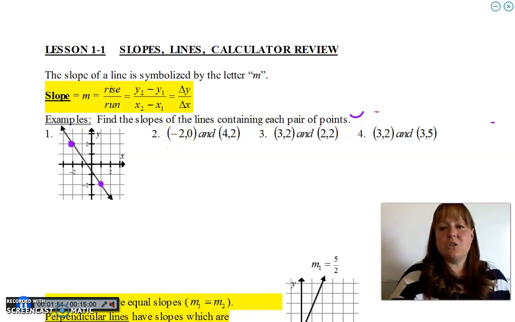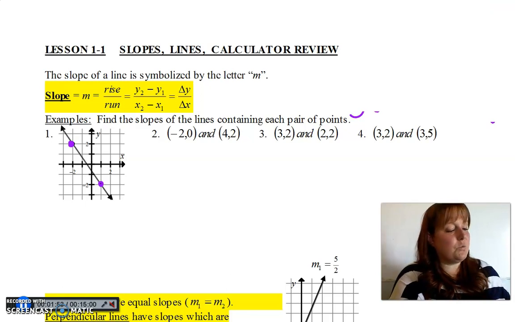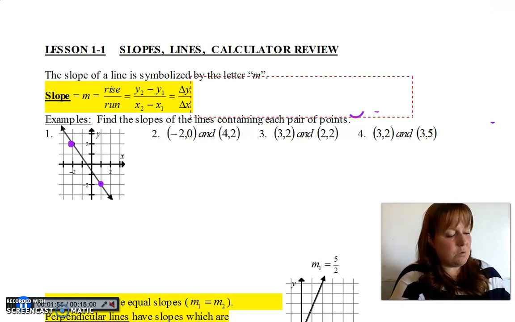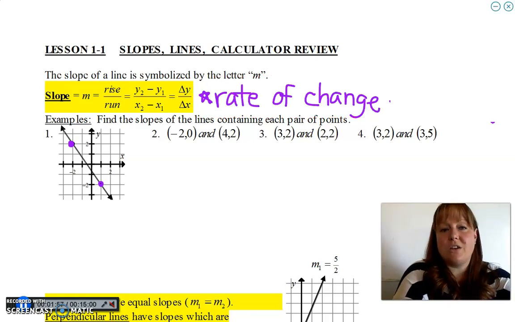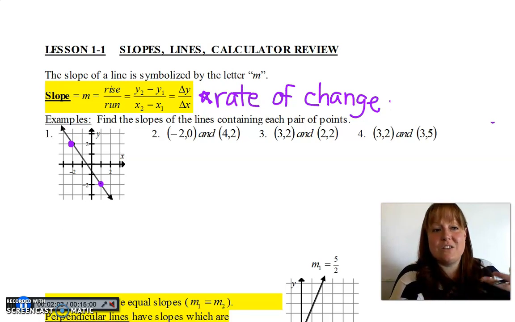But this is what you really need to remember about slope for calculus. The one thing you really need to remember about slope is that slope is rate of change, okay? It's how fast something is changing. And that's basically it. That's all that slope is: how fast is it changing. And we remember rise over run. So we're figuring out how fast the y is changing in relation to how fast the x is changing.